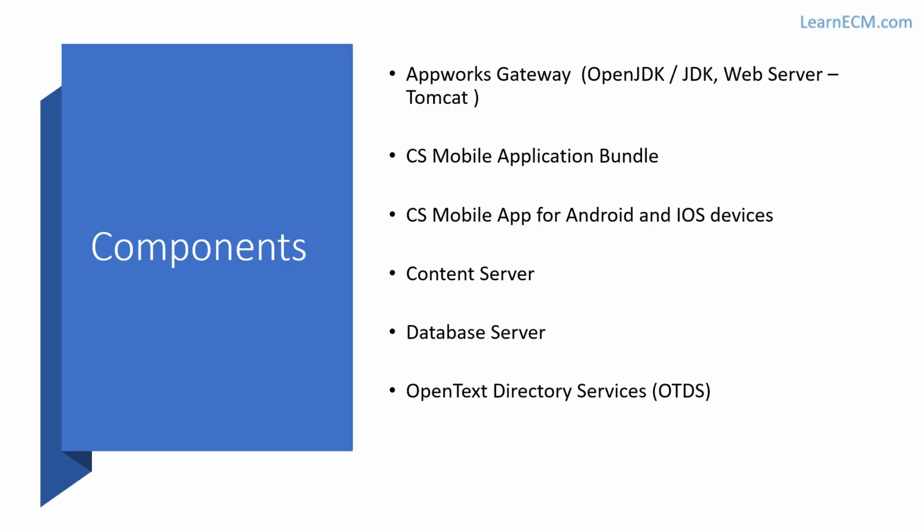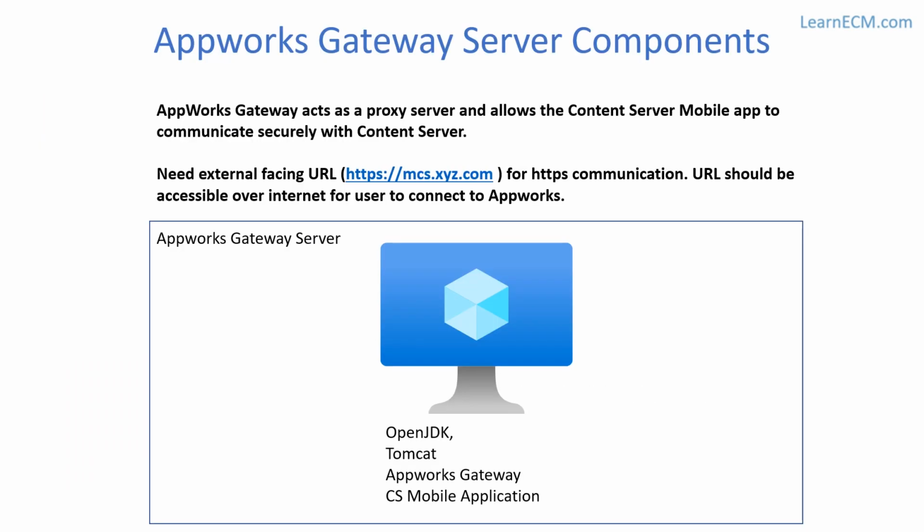Now let's look at each of these components in a little more detail. First is the AppWorks Gateway server components. What is AppWorks Gateway? AppWorks Gateway acts as a proxy server and allows the Content Server mobile app to communicate securely with Content Server. We do not want users directly connecting to our Content Server application via mobile apps, so in between we have this AppWorks Gateway.